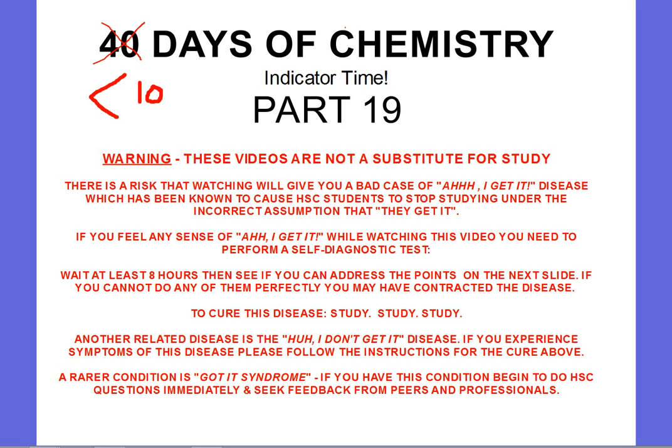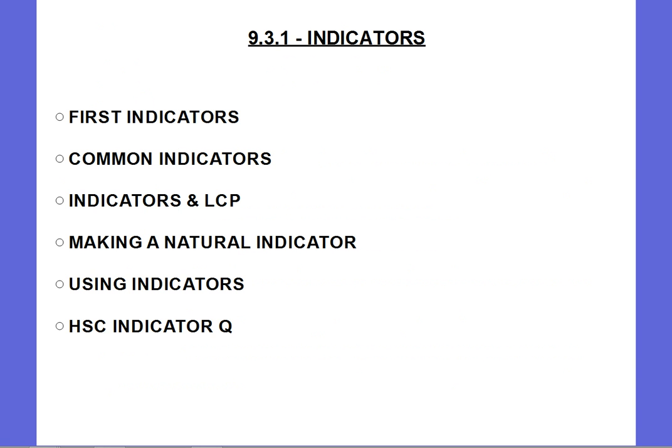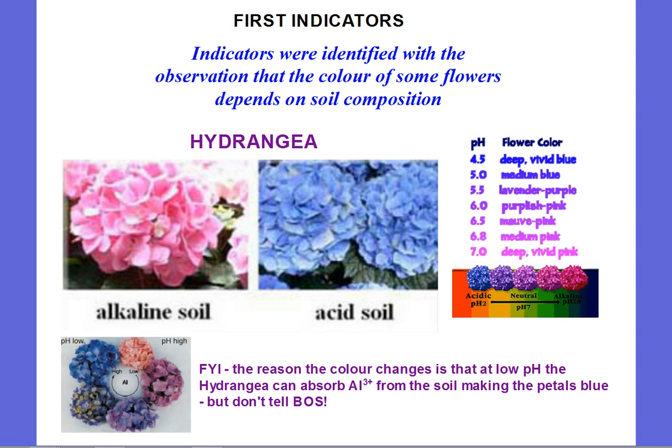This is 40 Days of Chemistry, Part 19, this time looking at indicators. Now, as the syllabus says, indicators were identified with the observation that the colour of some flowers depends on soil composition, and the most famous example of this is hydrangeas.